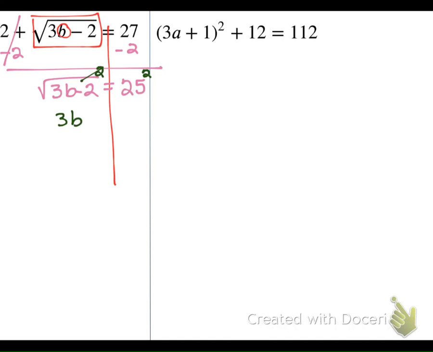3b minus 2. And on my right? I predicted. What is it? What's the square of 25? Not the square root. What's 25 squared? So what's 25 times 25?